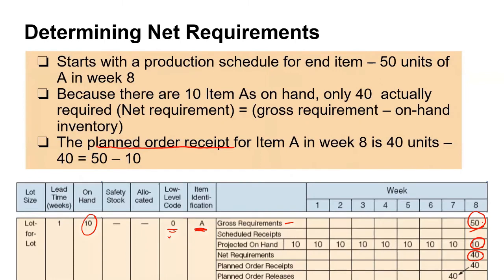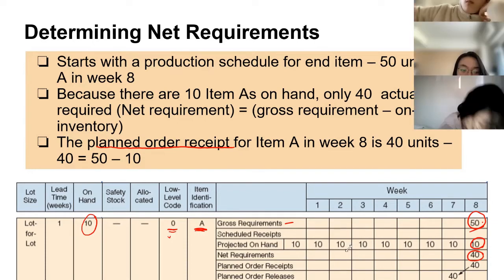So I want to stop for a while here. Okay, I've been quite fast today. Take a 5-minute break. Take a coffee break so that I can come back and explain the rest of the net requirements. Okay, so 5 minutes or 10 minutes break.